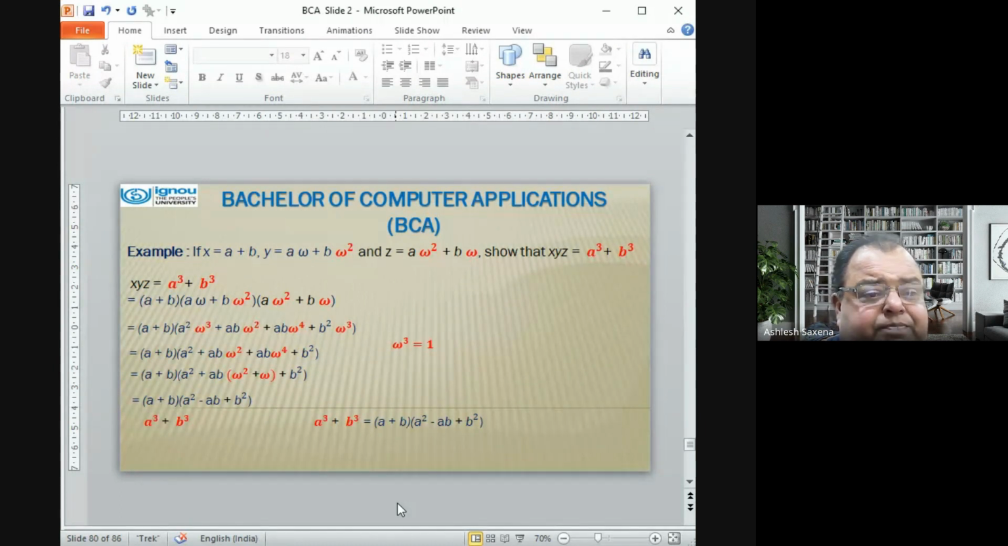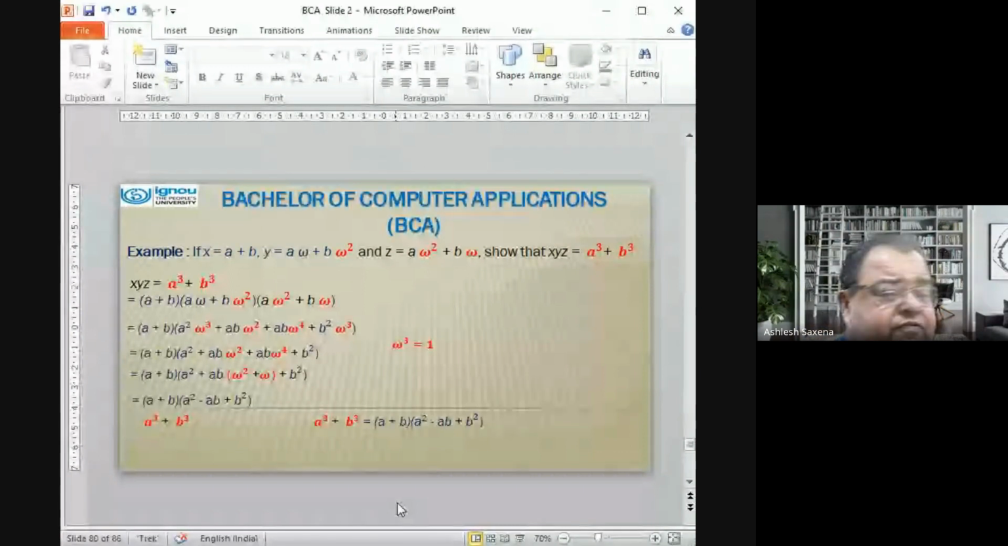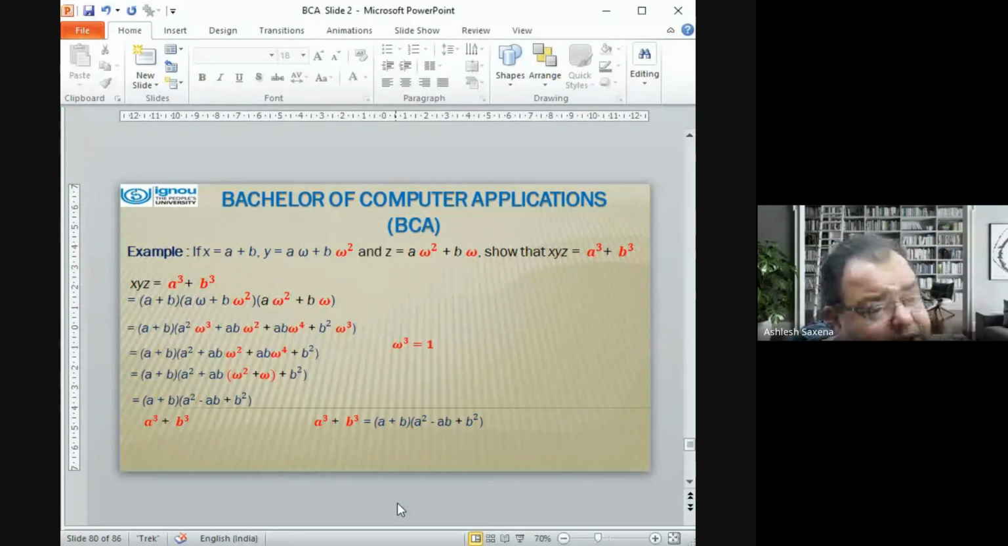What I will be doing is replacing the values of x, y, z in the left hand side. So in place of x, I will be writing a plus b. With y, I will be writing a omega plus b omega square. And with z, I will be writing a omega square plus b omega. I won't be touching a plus b, because in my answer I don't want anything with omega. And we have to simplify omega, because we know that omega cube is equal to 1 and 1 plus omega plus omega square is equal to 0.